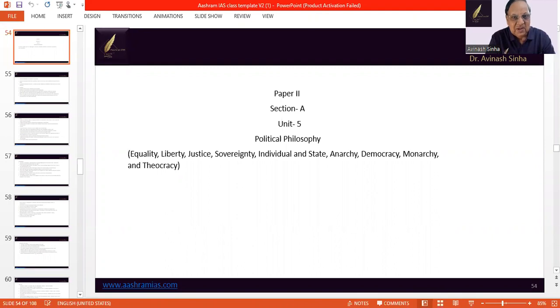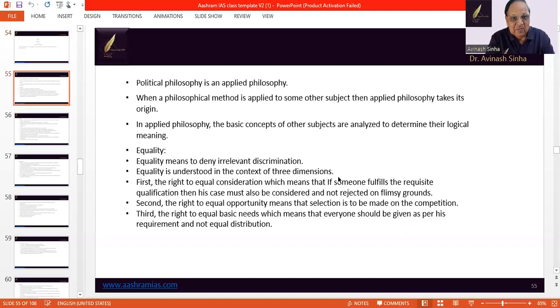In today's presentation, I shall introduce and discuss political philosophy, which covers equality, liberty, justice, sovereignty, individual and state, anarchy, democracy, monarchy, and theocracy. This is Unit 5 of philosophy. First, we will see what is political philosophy.